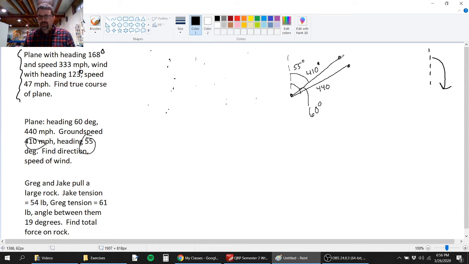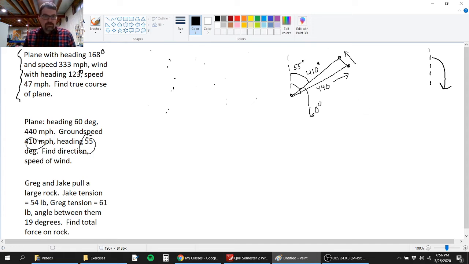All right, so then the wind, well, we'd like to know what direction or how long that wind vector is. So remember, this is the direction the plane is pointing. So the wind must be blowing this direction to give us the actual direction and speed of the plane.